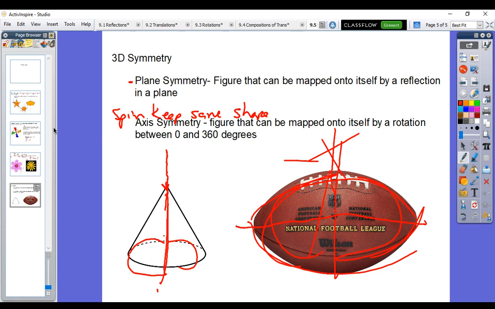Hopefully that helps out. It's just going to ask you throughout the homework, like, hey, what kind of symmetry is this? Order, magnitude, and so on and so forth. Does it have this kind of symmetry?